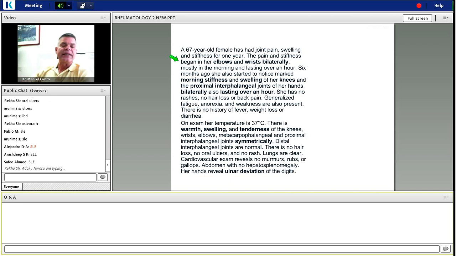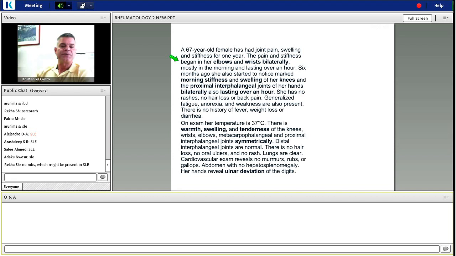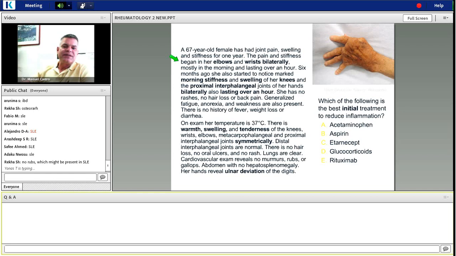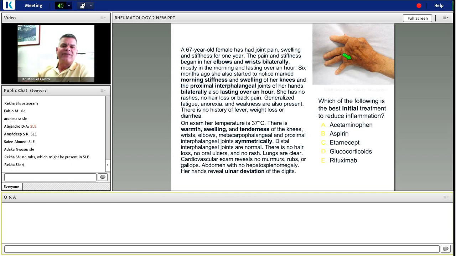So the lungs are clear, okay? The cardiopulmonary examination reveals no murmur, rubs, or gallops, and the abdomen has no hepatosplenomegaly. Her hands reveal ulnar deviation of the digits. So the digits are deviated to the ulnar side. Now, what happens in this condition, okay, and this is actually this woman's hand, okay, the ulnar deviation over here. You can see that she has that ulnar deviation, right?